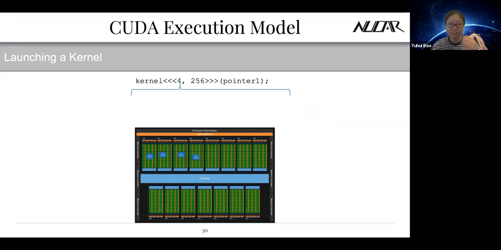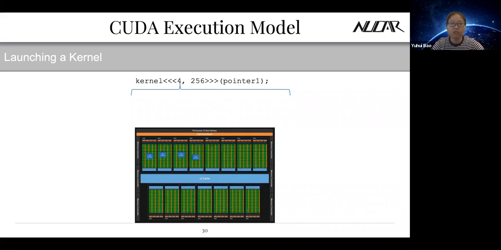That is a question. So the answer is the number of streaming multiprocessors. So in that case, if each SM only handles 1 block, that will be 15 blocks. So that gives you a hint of how many blocks you need to choose. Also, the size of the block is very important.